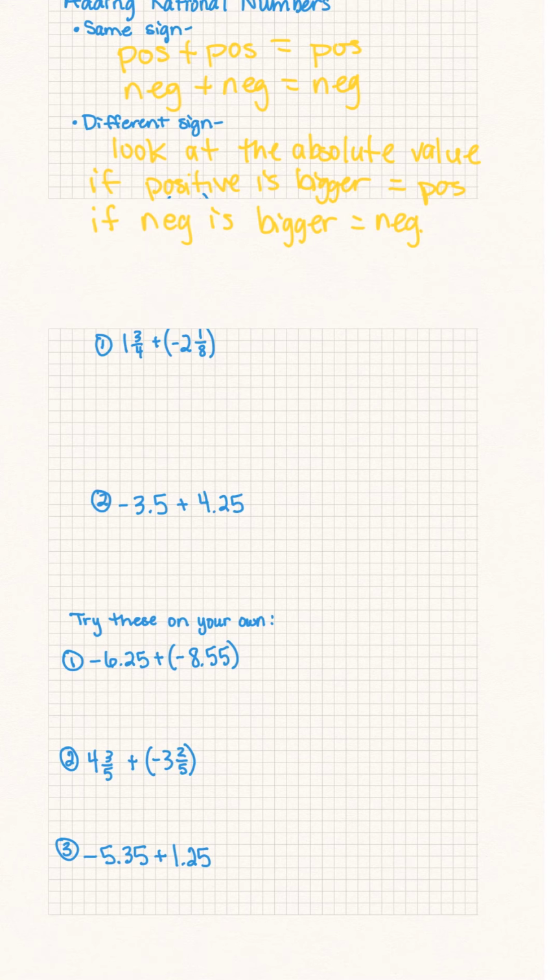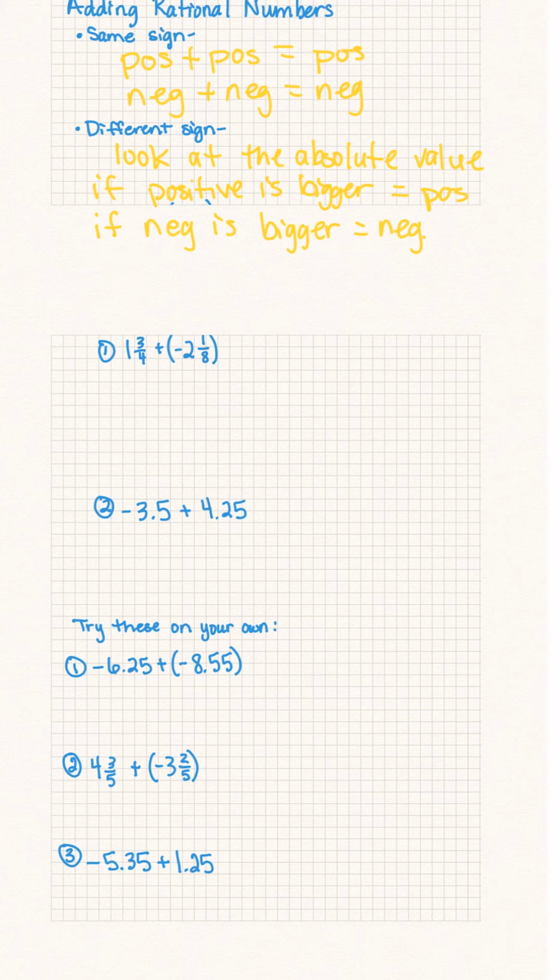Okay, so if we look at 1 3/4 plus negative 2 1/8. Comparing them, the absolute value of 1 3/4 is 1 3/4. That's how far it is from 0. And the absolute value of negative 2 1/8 is 2 1/8 from 0. So looking at those two numbers, this is the bigger number. So therefore, it's going to equal a negative because it's the bigger number.